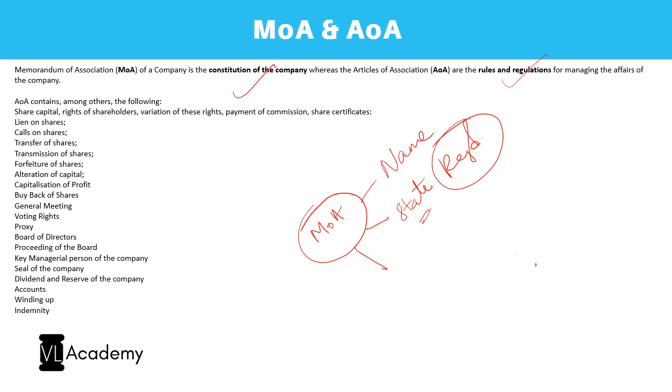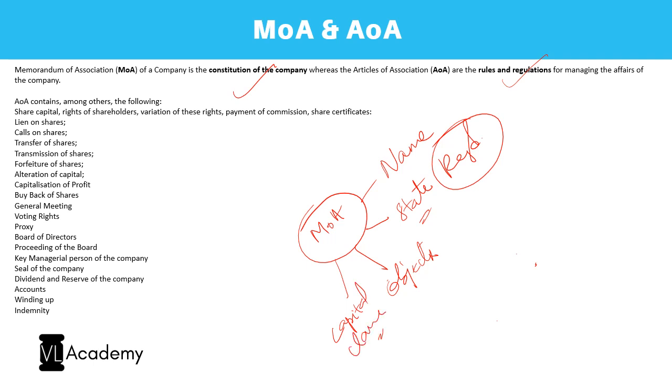Next, the third clause would be your object clause, as to what objects the company is being incorporated for. As per the Companies Act 2013, it is the main objects and the objects in furtherance of the main objects. That is the exact wording used. So name, state where the registered office is situated, objects clause. Then you have got your capital clause.